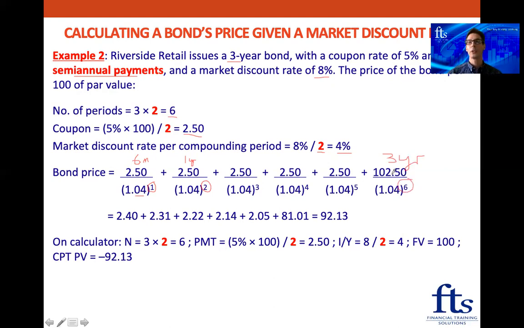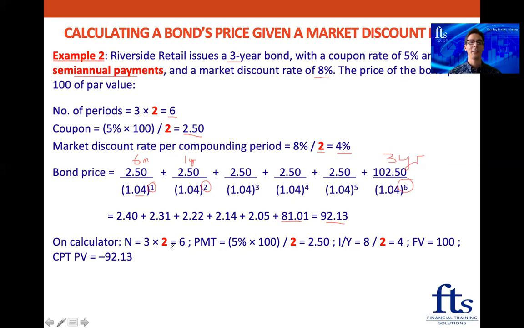So this $102.50 in today's money is $81. So then we sum up the present value of all the future cash flows. So if the bond has a market discount rate of 8%, we as investors are prepared to pay $92 today to receive the series of future cash flows. Right, but of course, we're going to do it like this.